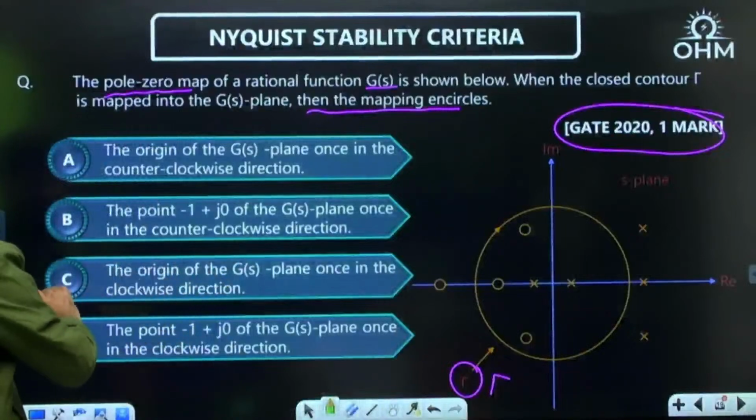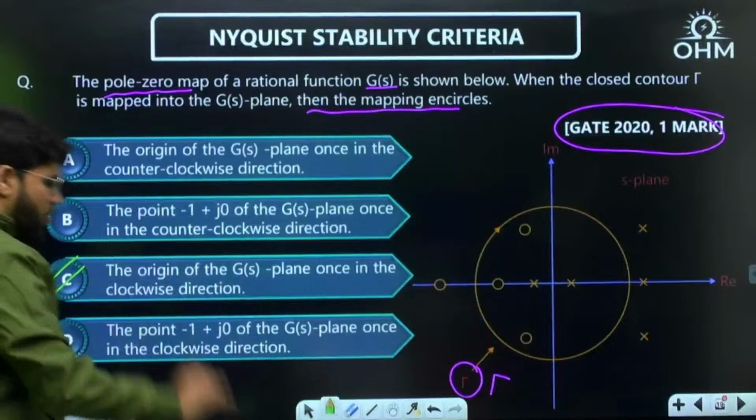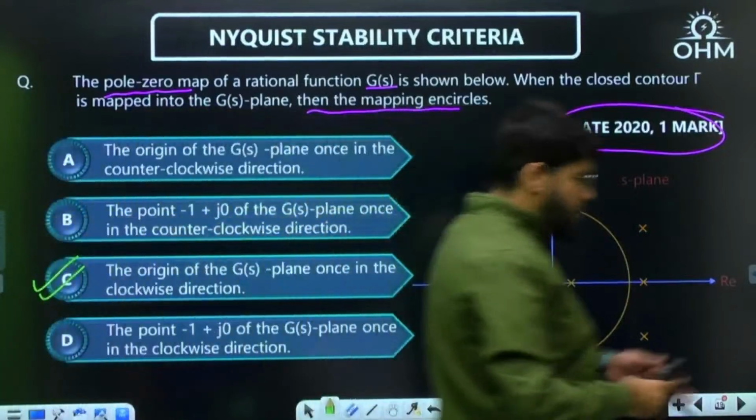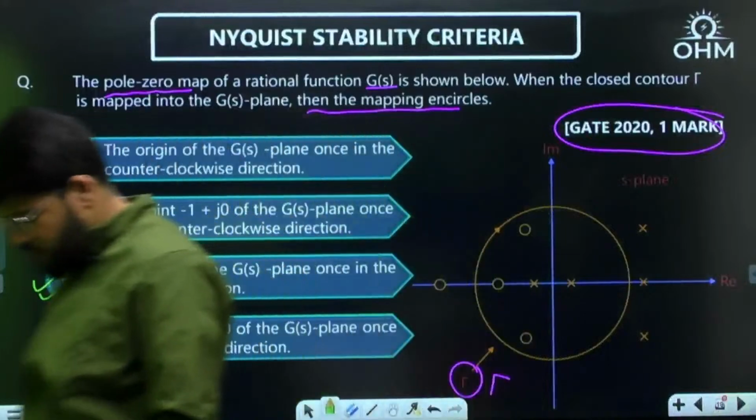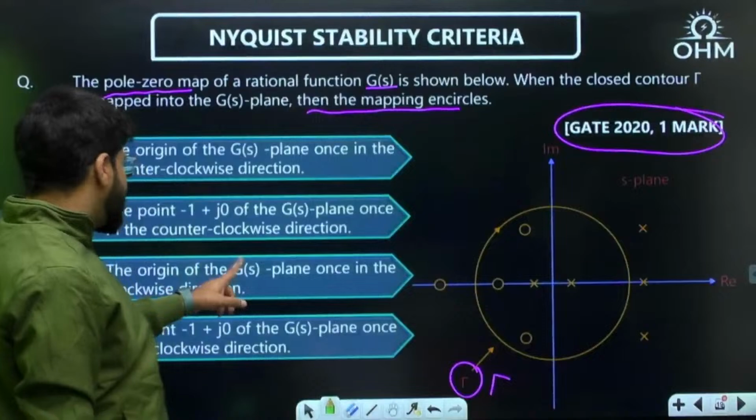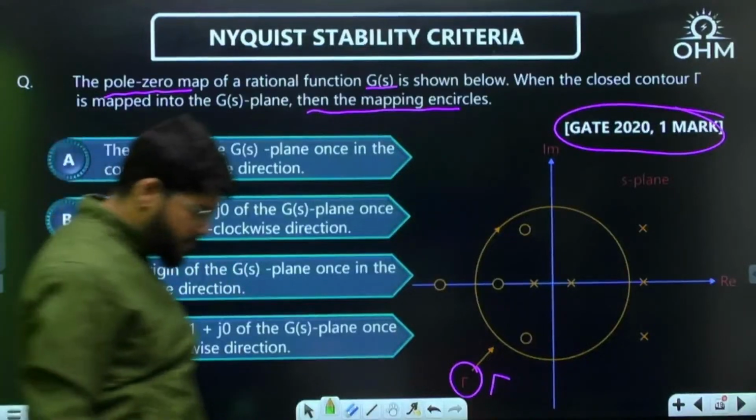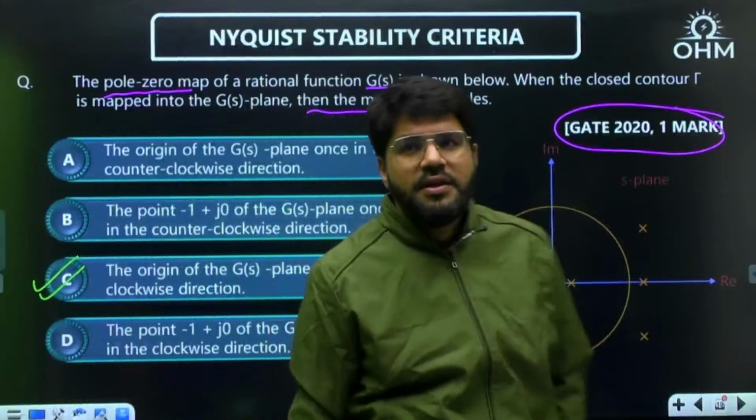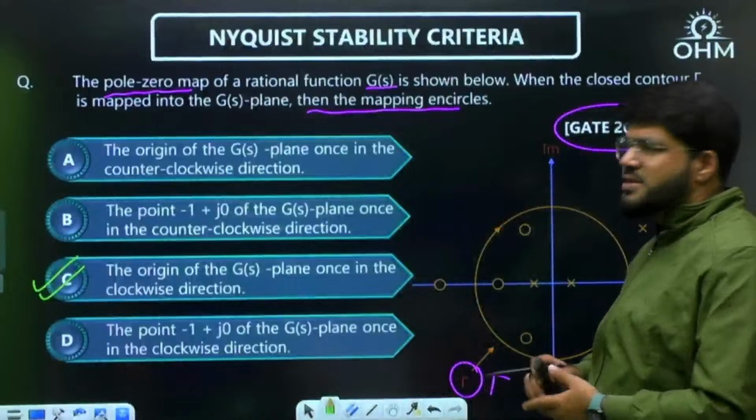How many encirclements of the origin? Once in the clockwise direction. It encircles the origin of the GS plane once in the clockwise direction.